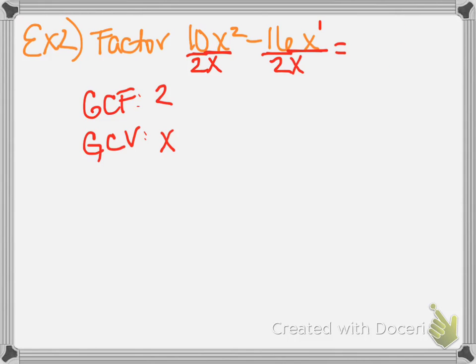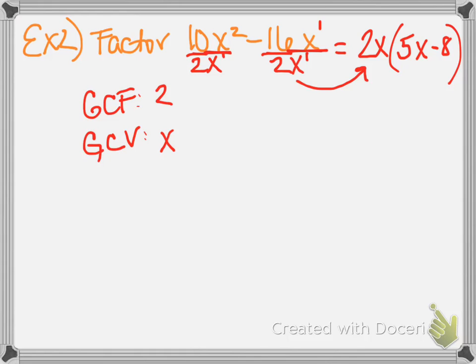So when I write this, my parentheses, 10 divided by 2 is 5. X squared divided by x to the first. This is where our rules of exponents come in. We subtract. So 2 minus 1 is just an x. Negative 16 divided by 2 is negative 8. And x divided by x to the first, they are just going to cancel. So it's just going to be the negative 8. And remember, this 2x, my greatest common factor, greatest common variable, have to come out front.